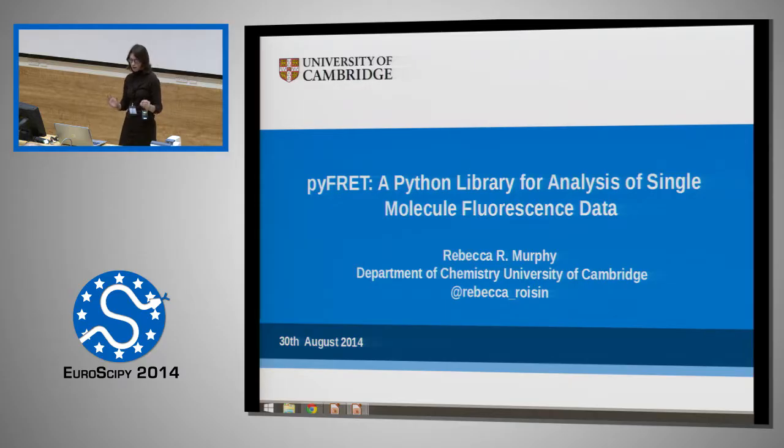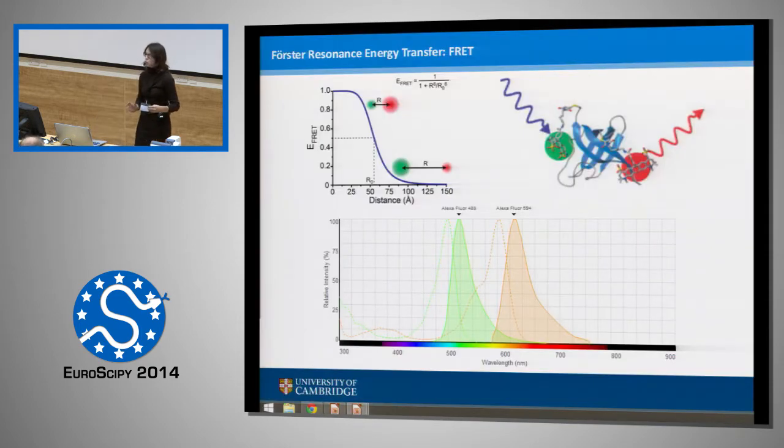So I'm going to talk about pyFRET, which is a library that I have made for analysis of data from single molecule confocal spectroscopy. So firstly, just to give you a really brief introduction to this experimental technique. What is this single molecule confocal spectroscopy?